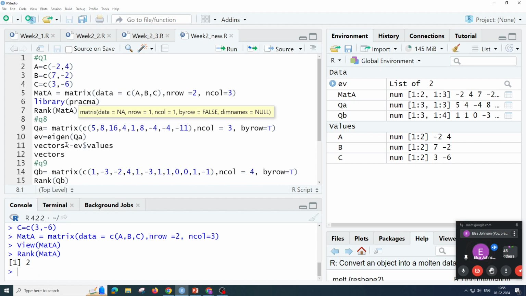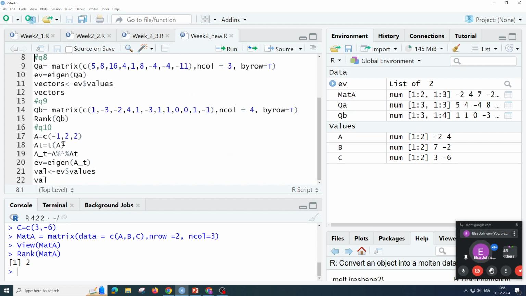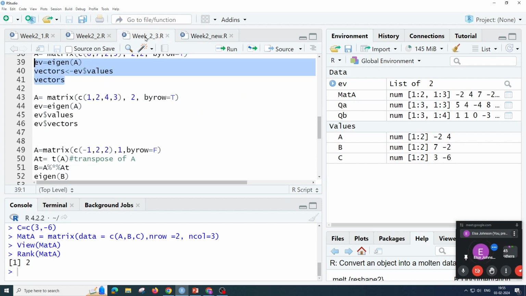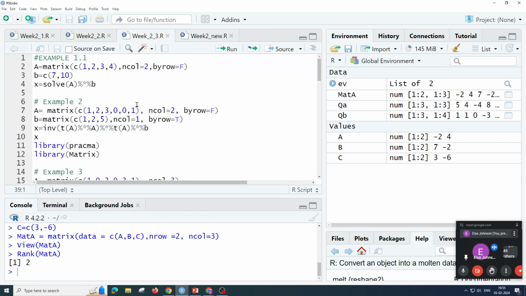Okay, now question 8 and question 9 I have given, and this was another question, to find out the eigenvalues. These I'll be sharing with you. Now another thing will be to find the inverse of a matrix, or what you can do if something is asked like that.